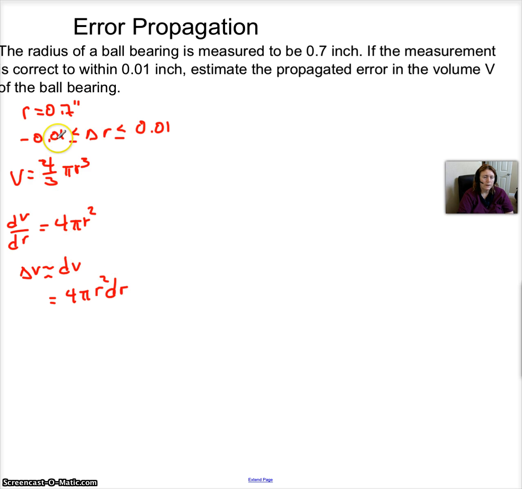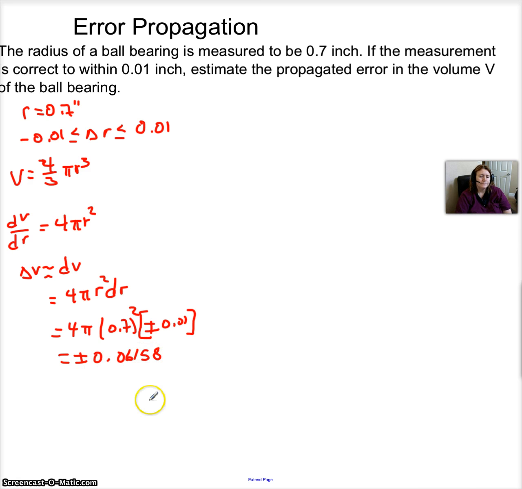Now, my dr is between negative 0.01 and 0.01. So I'm going to put my values in here. So this is 4 pi, r is 0.7 squared, and this dr is plus or minus 0.01. So when I multiply this out, I get my volume change is plus or minus 0.06158. Now is this good or bad?